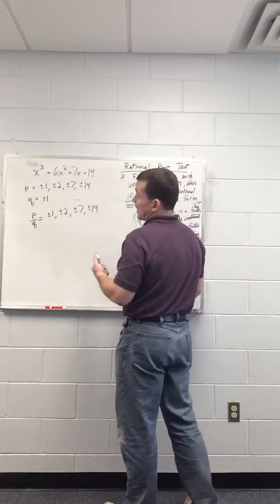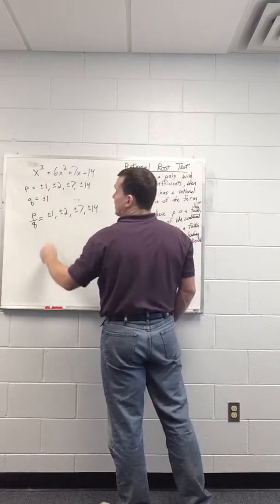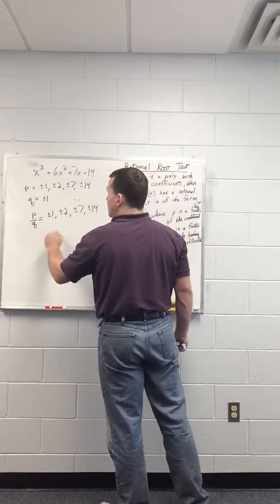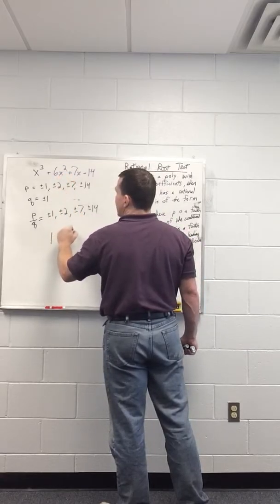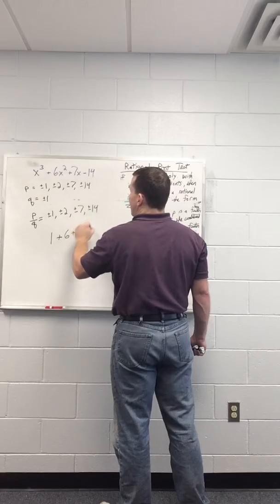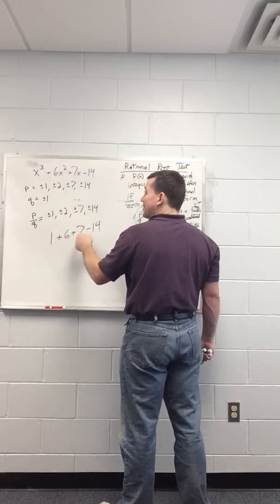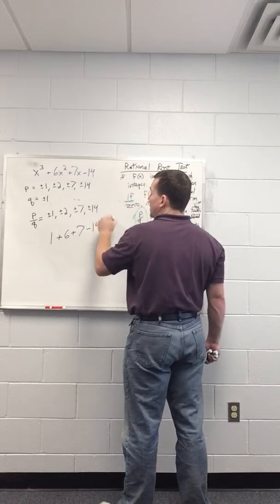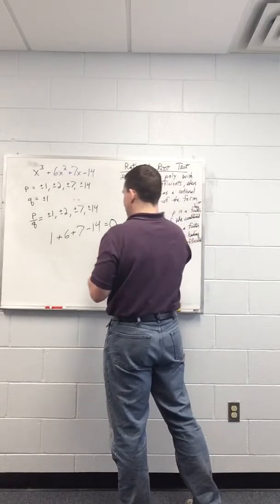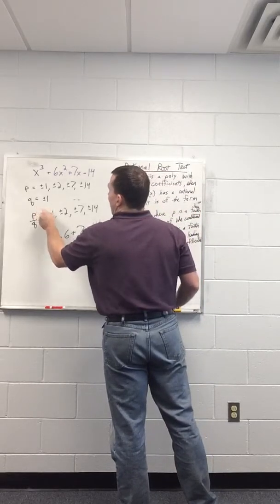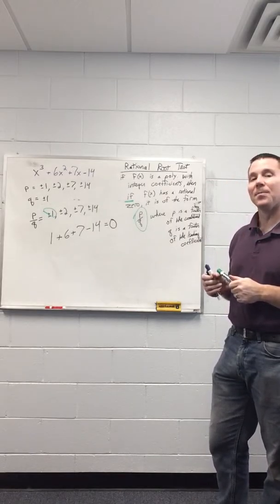But just because I kind of set this up ahead of time, I'm going to try 1 because it's the first one. If I plug in 1, I get 1 cubed, which is 1. 1 squared is 1. 1 times 6 is 6. 1 times 7 is 7 minus 14. 6 plus 1 is 7. 7 plus 7 is 14. 14 minus 14 is 0. That gives me 0, which means positive 1 is a 0 of that polynomial.